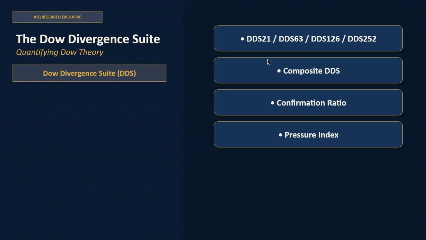I won't spend time on these different Dow divergence suites. This is the DDS, as I'm calling it. It's a ratio between the Dow Jones Industrial Average and the transportation index. And we'll later be producing a pressure index, which just shows us how much pressure there is on the industrial average because of how the transports are behaving.